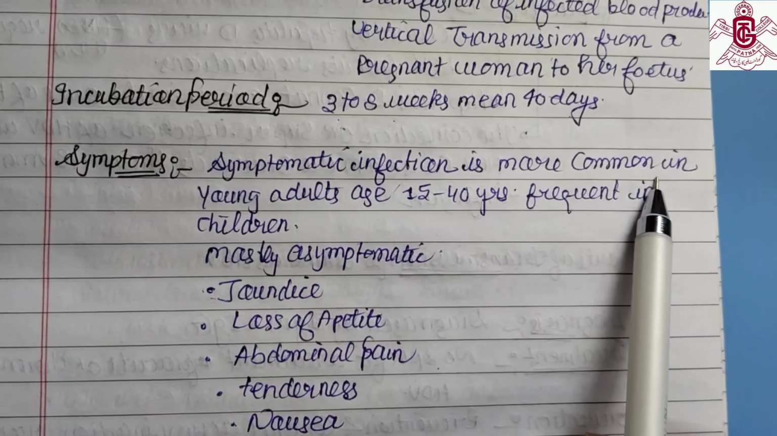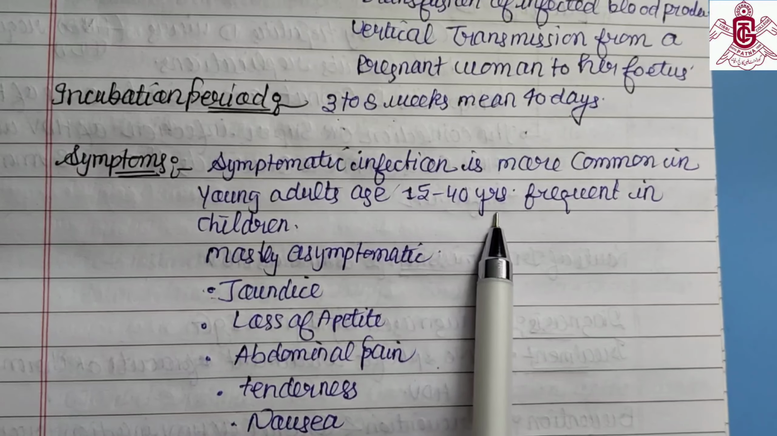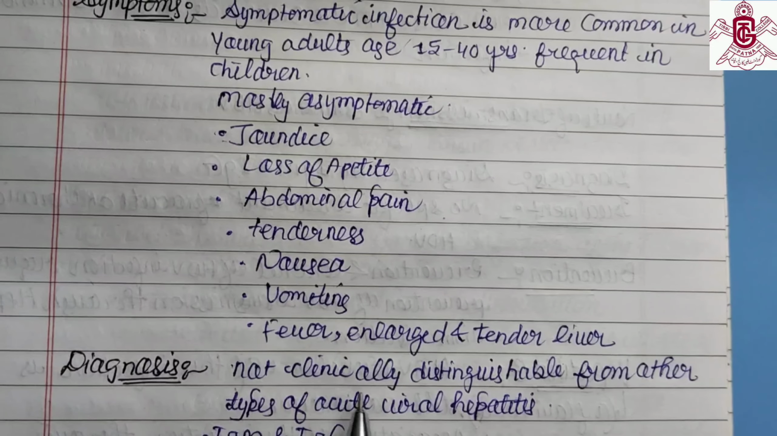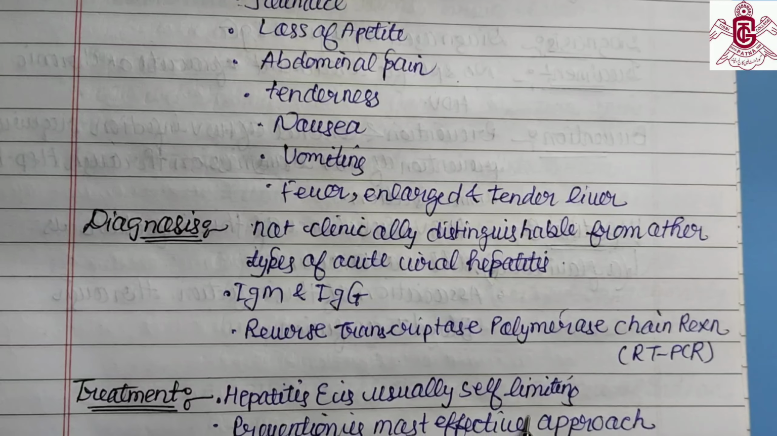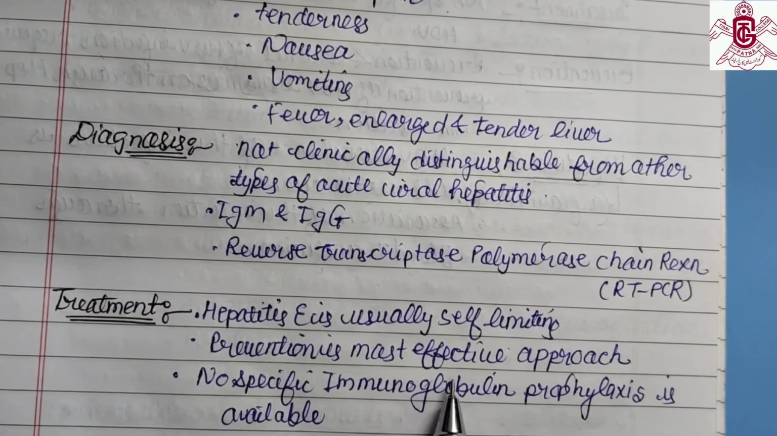Symptomatic infection is more common in young adults aged 15 to 40 years, and less frequent in children. Diagnosis: it is not clinically distinguishable from other types of acute viral hepatitis. Treatment: hepatitis E is usually self-limiting. Prevention is the most effective approach.